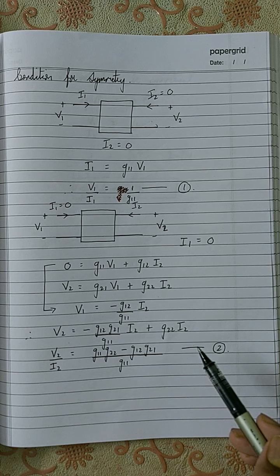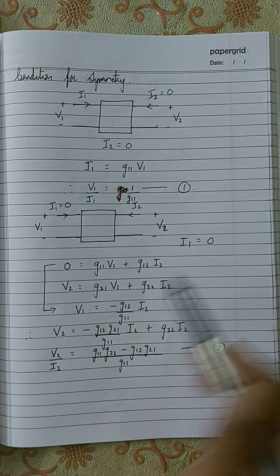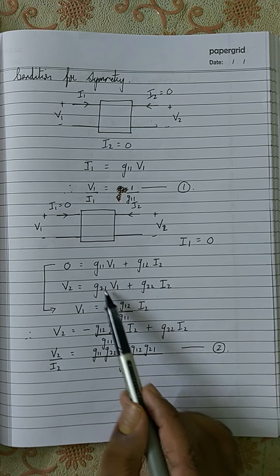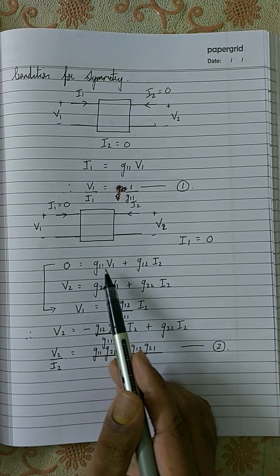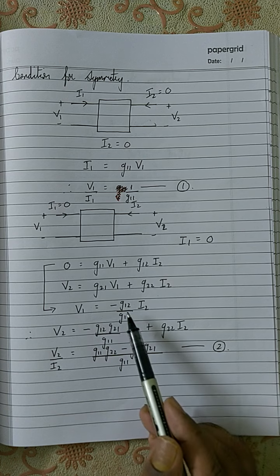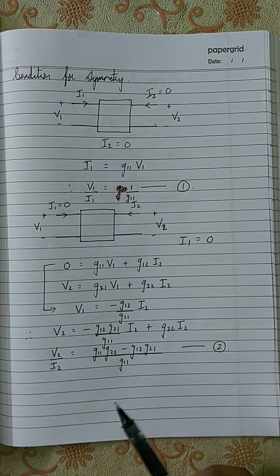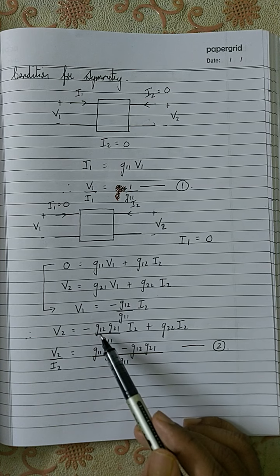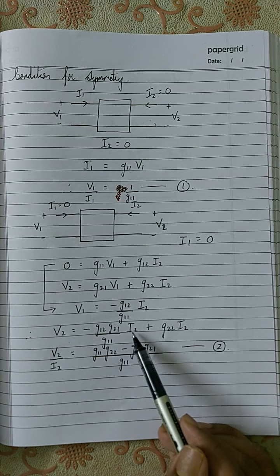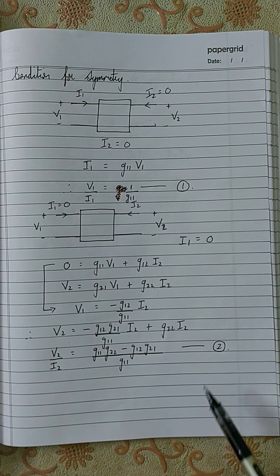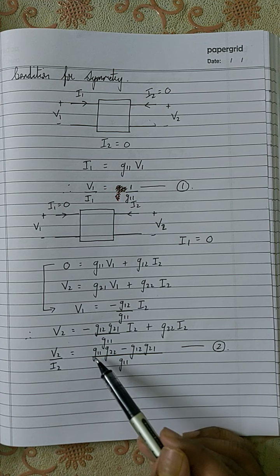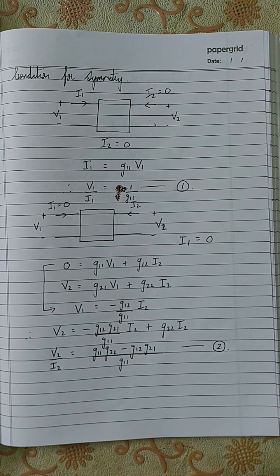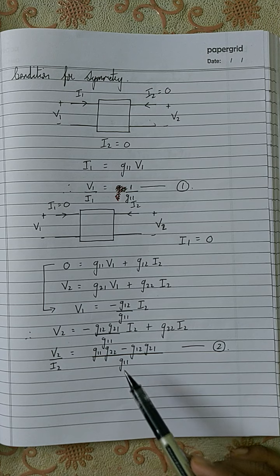Now I'm trying to find the equation for V2 by I2, which means I need to replace the value of V1. From here I can find the value of V1. V1 is equal to minus G12 by G11 into I2. Substitute this equation over here. I will get V2 is equal to minus G12 G21 by G11 I2 plus G22 I2, or in other words, V2 by I2 is equal to (G11 G22 minus G12 G21) by G11. So I found the ratio of V2 by I2.